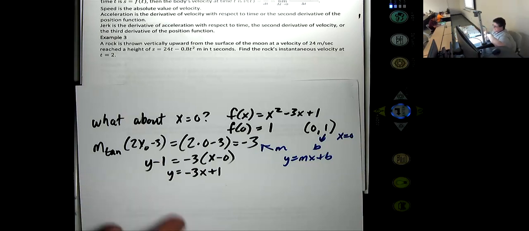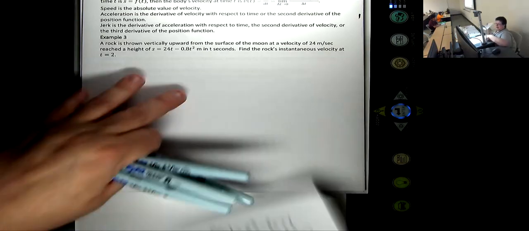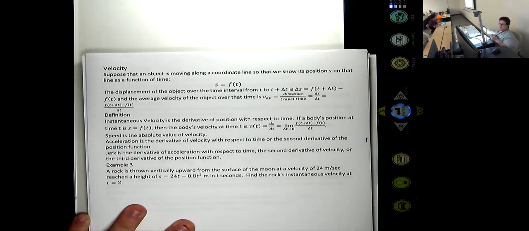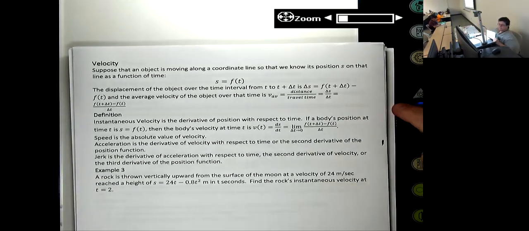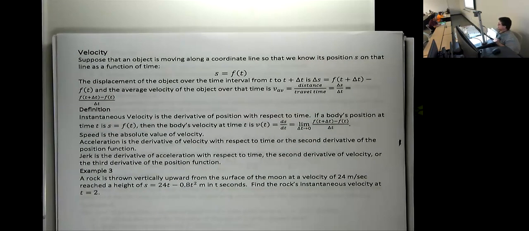All right, so you guys ready for more? We've got velocity. Velocity is speed with direction. That's the short way of giving you the definition of velocity. It's going a specific speed in a specific direction.